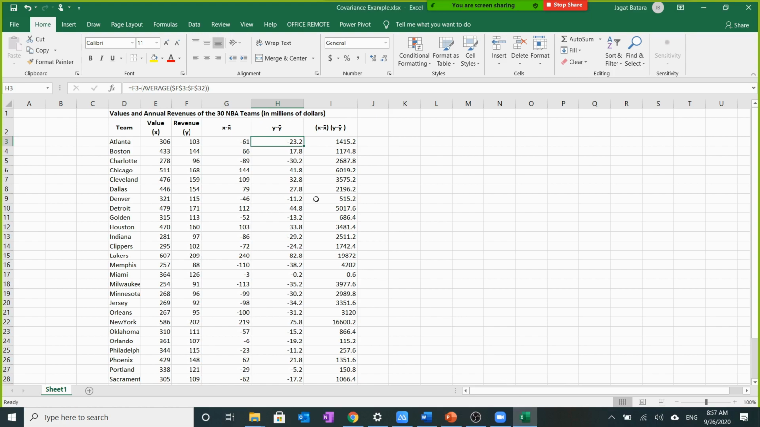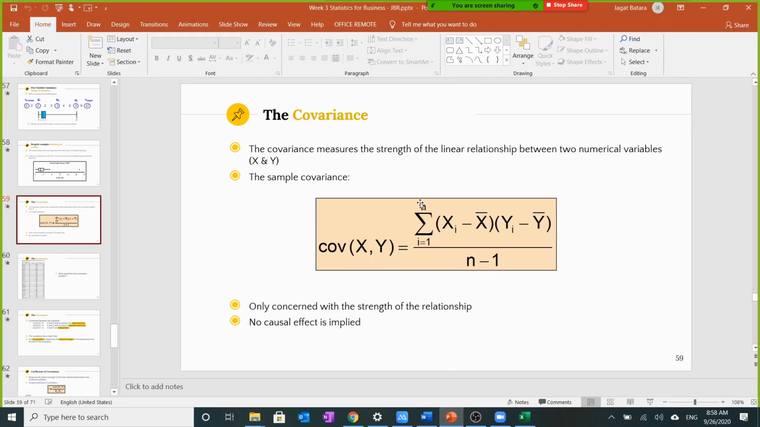I'm using Excel because if you do it manually, it takes quite a lot of time. You need to multiply these numbers, so I just multiply this by this one and I get the number. After we get all of these, we sum them. You can see the sigma symbol here. We sum all of this calculation, then we divide it by n minus 1.